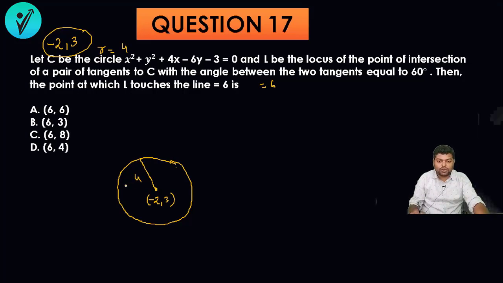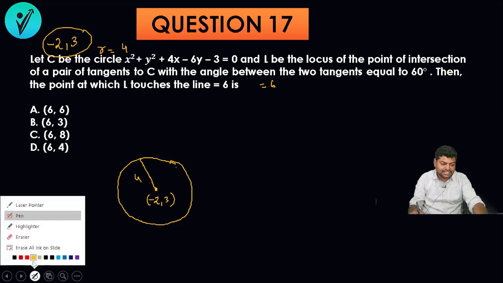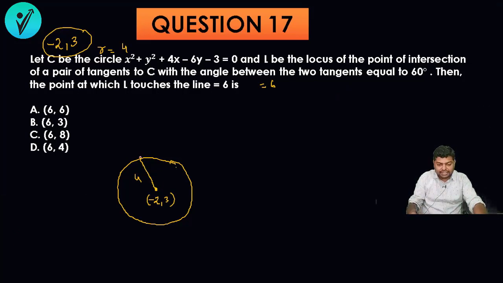Now it says that the locus of the point of intersection of the pair of tangents to C will subtend an angle of 60 degrees. So the two tangents should subtend an angle of 60 degrees. Let this be my first tangent, and this is the other tangent. So the angle subtended is 60 degrees. Now see, if we connect this line to the center of the circle, if this complete angle is 60, can we say that this angle will be 30 degrees?